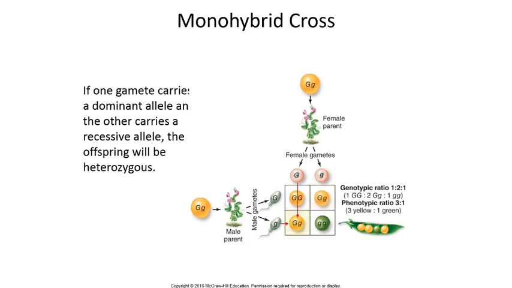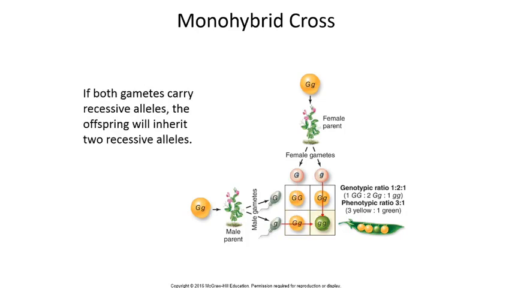If it gets the dominant trait from the mother and the recessive trait from the father, it will be heterozygous. In the same situation, you will see yellow. The final option is if it got both of the recessive traits from each parent. Then the recessive color will show, which is green. And this is homozygous recessive.